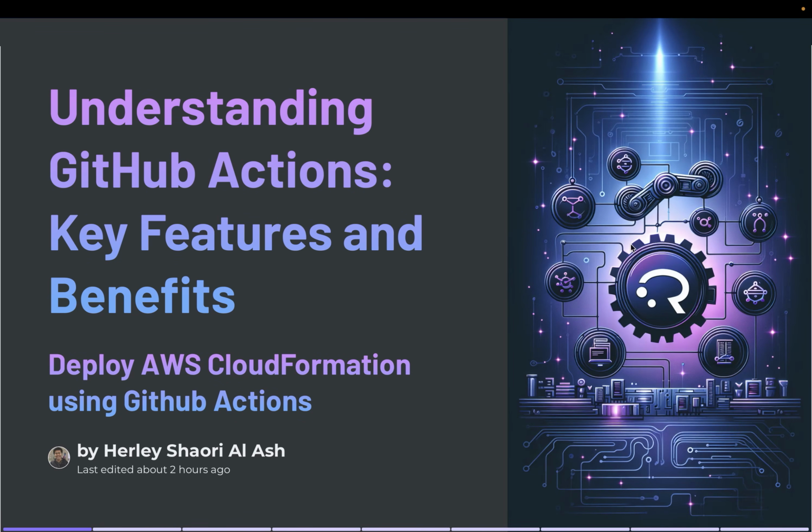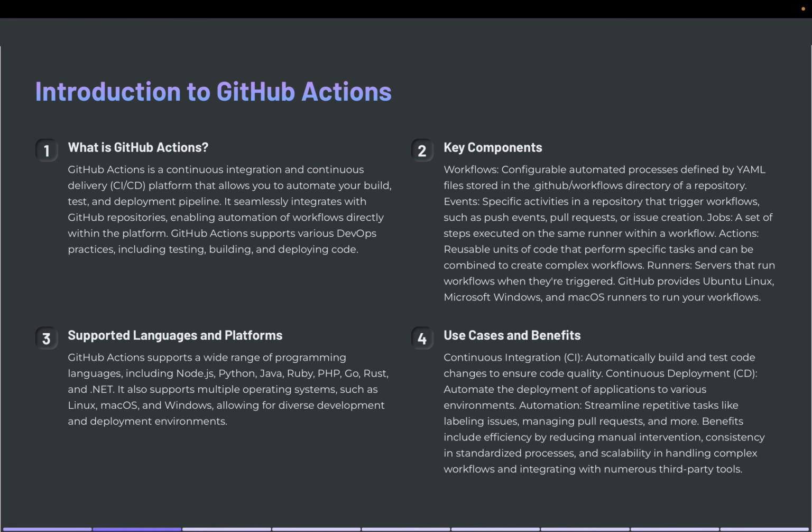Greetings, folks. Today, we will be conducting a comprehensive analysis of GitHub Actions, an integral component of GitHub's built-in CI/CD platform. GitHub Actions is a powerful continuous integration and continuous delivery (CI/CD) platform that allows users to automate various aspects of the software development lifecycle, such as building, testing, and deploying code. It integrates seamlessly with GitHub repositories, providing a streamlined approach to automating workflows directly within the platform.